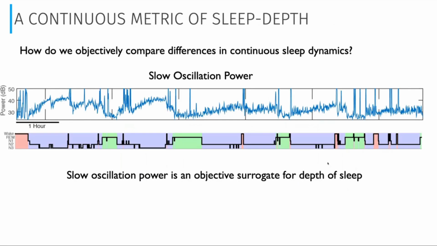Well, instead of sleep staging, we look at slow oscillation power, which has long been known as a continuous correlate of depth of sleep. If you look into the two-process model and the homeostatic process S, what you can see here is the slow oscillation power, which in this case is extracted from 0.3 to 1.5 hertz. It's a beautiful mirror image of the scored hypnogram below.